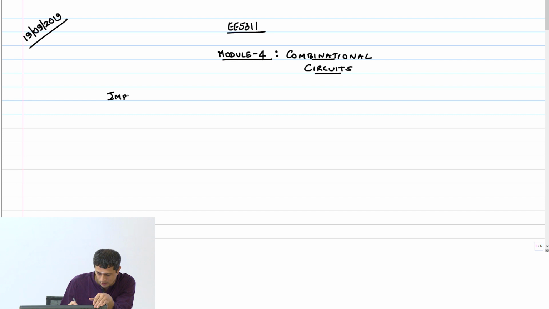Okay, so let's move on with our discussion on combinational circuits, right? So last class we started discussing very briefly the idea of implementing any arbitrary Boolean function, right?